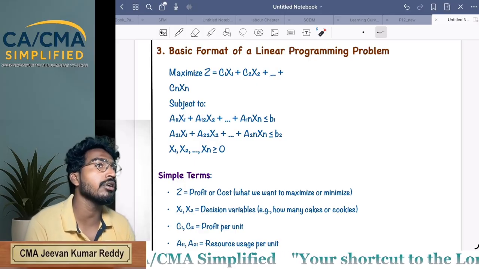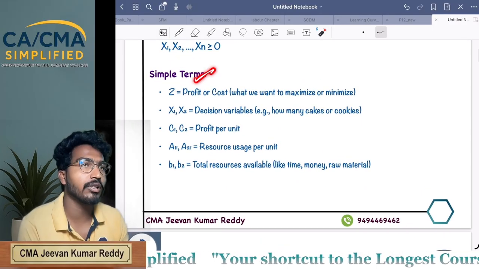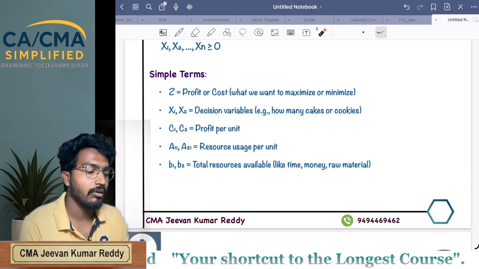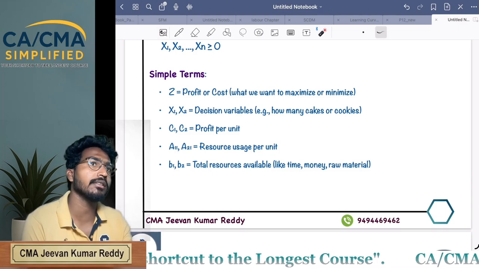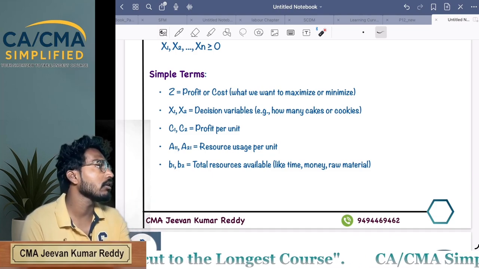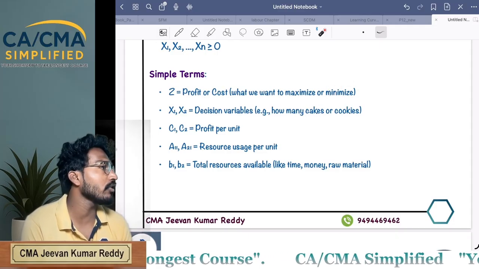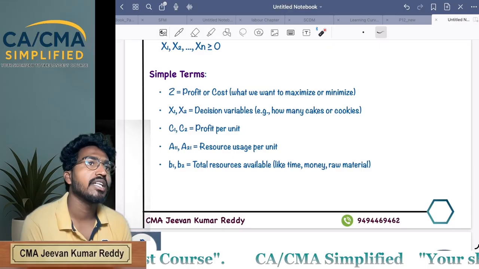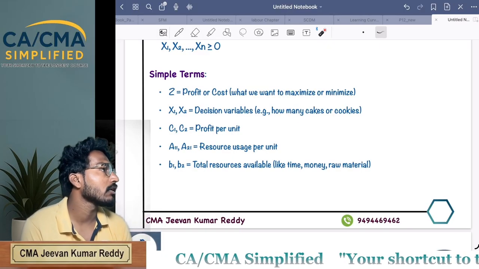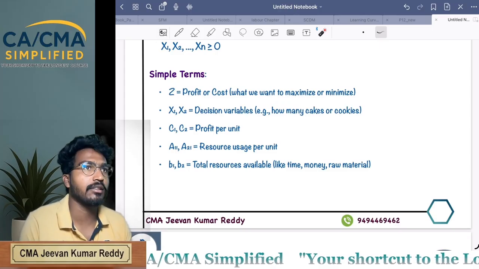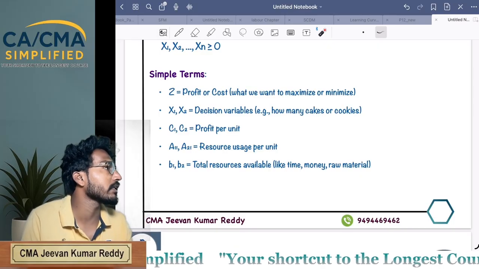And our objective is to maximize our profit. Now, what do we want to maximize or minimize? Profit or cost? If you want to maximize, it will be profit or sales revenue. If it is cost, you will minimize. X1, X2 are the decision variables, what we want to find, that is our answer. If you find the values of X1 and X2, the answer is completed.